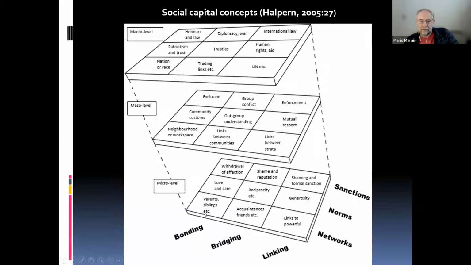Bridging your friends, bonding your parents, the strong bonds, your meso level, the neighborhood. Obviously, there's things like group conflict, out-group understanding, mutual respect as a norm, you would hope. And then you get a macro level where you can put government, the world, or you could say this is the local provincial department of education. Whatever you define as a macro level that is relevant to this.